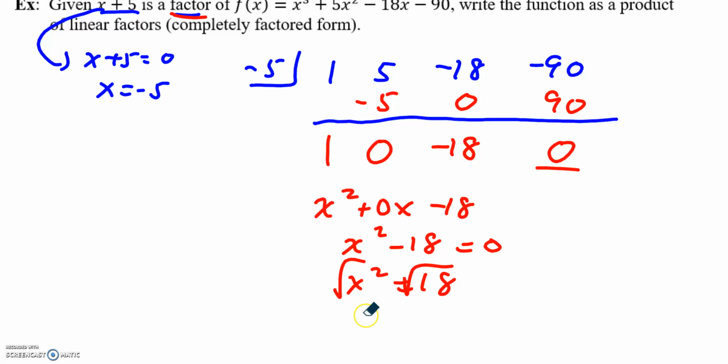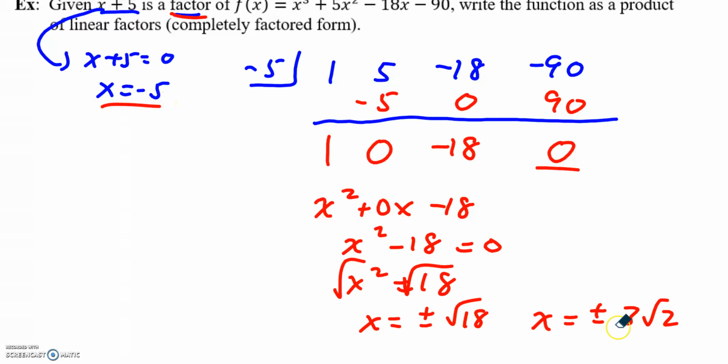Take the square root of both sides, I get x equals plus or minus root 18, which would be x equals plus or minus 3 root 2. So now I have all of my roots, x equals -5 and x equals positive 3 root 2 and negative 3 root 2. But the question asks for a function as a product or a multiplication of linear factors.